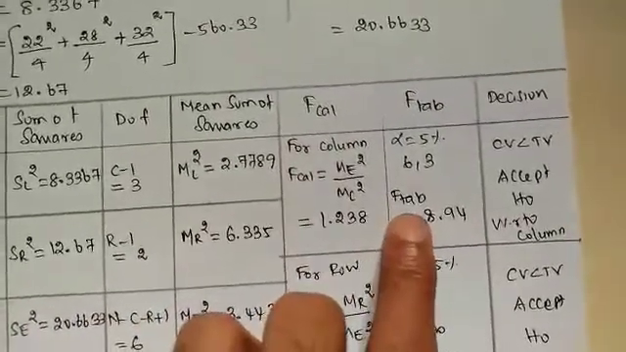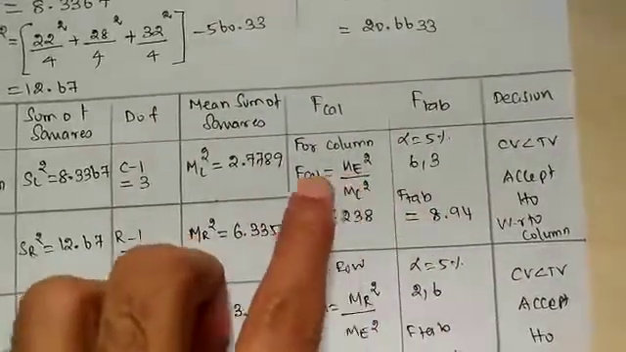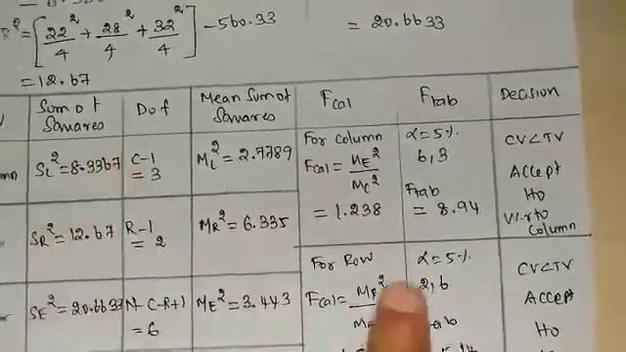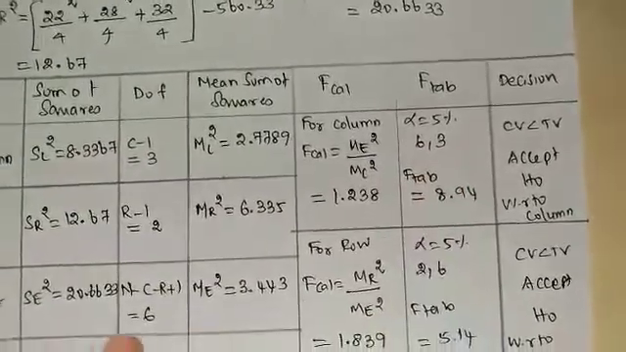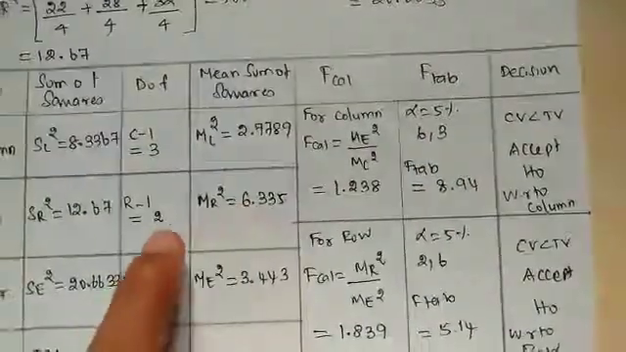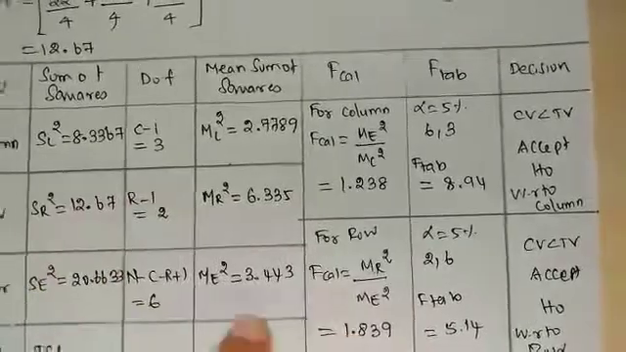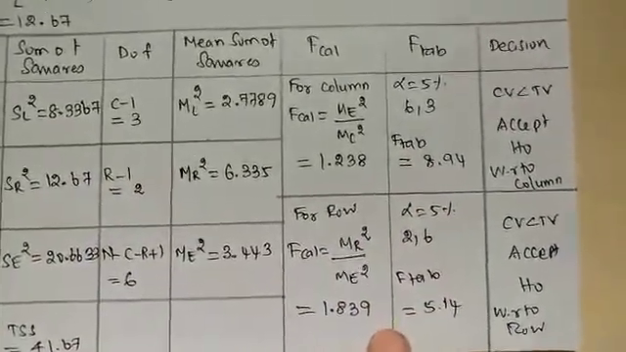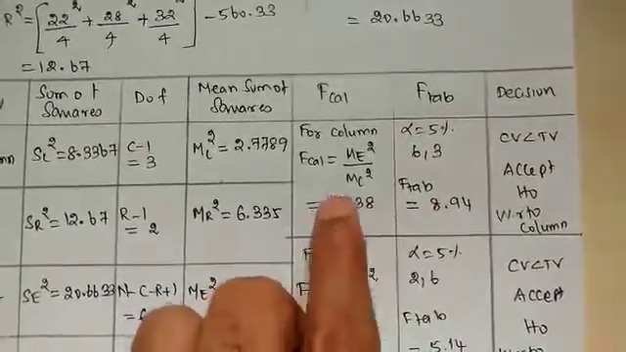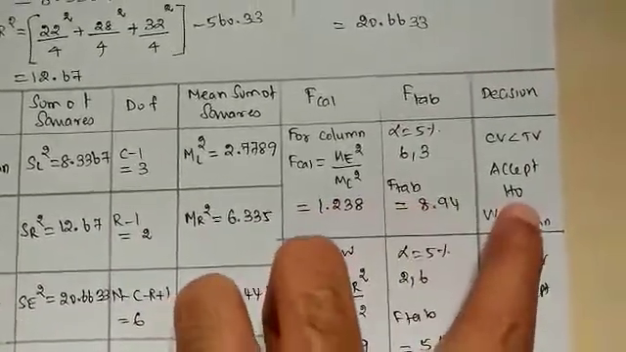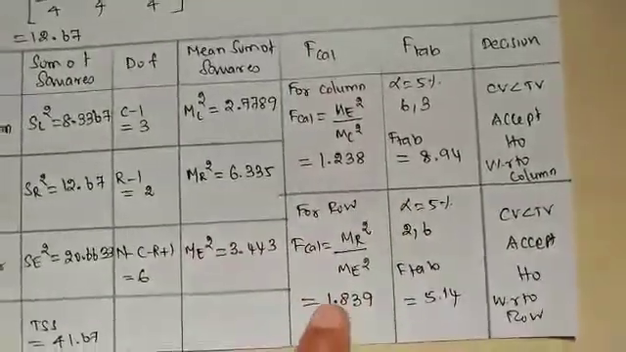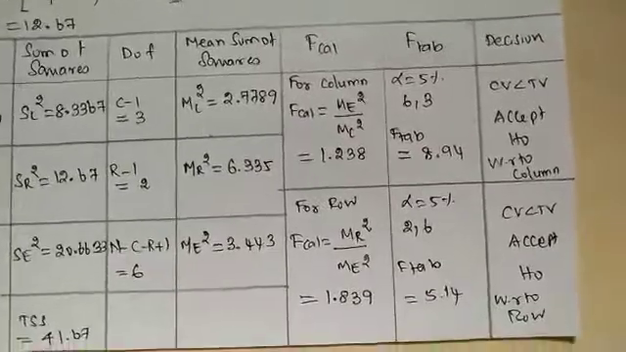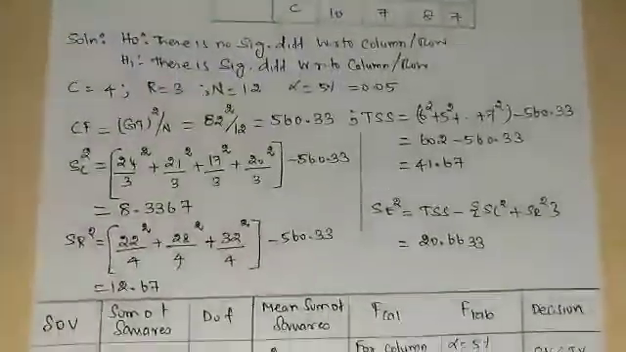Now we have to check the table value. How to check the table value? For column, we divided ME square by MC square, so we refer to 6 comma 3. For row, we have to check 2 comma 6. The table value is 8.94 at 5 percent. Please refer to the table. So now this is the table value. The calculated value is less than the table value, so accept H0 for column. Similarly, the calculated value is less than the table value, so accept H0 for row. That means there is no significant difference.